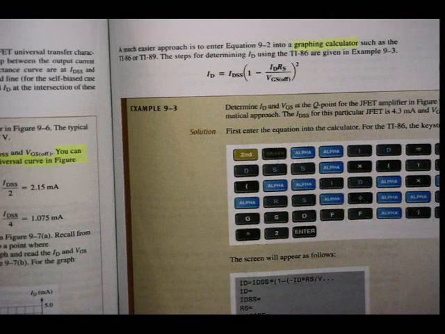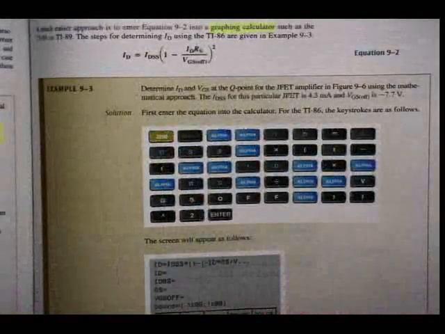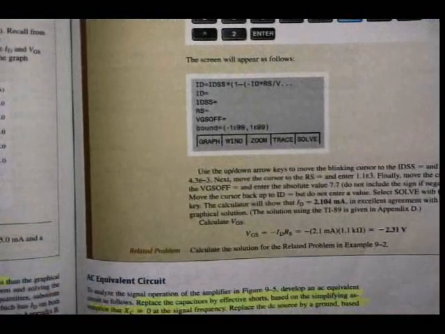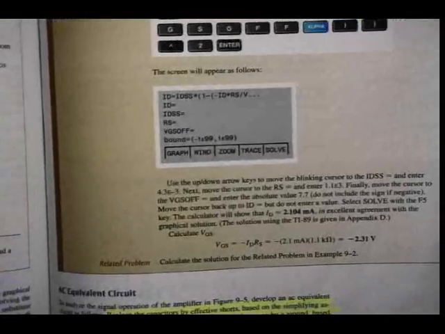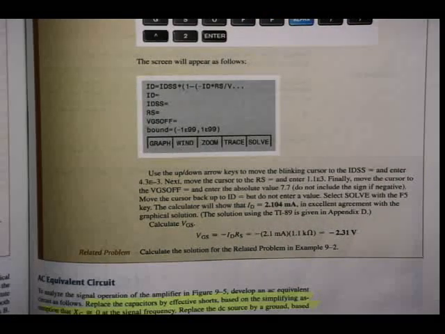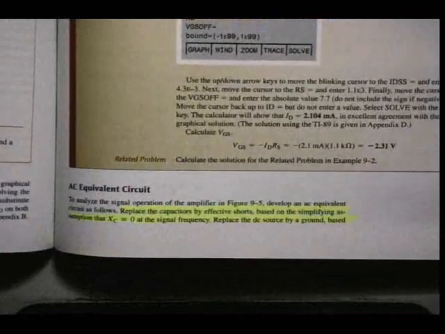ID is equal to IDSS in brackets 1 minus ID RS over VGS off, squared, and then of course you can see the mathematical problem getting ID from that formula. But example 9.3 shows you how to use it on the graphing calculator. Anyway, that's the DC part. Let's have a look at the AC equivalent circuit.